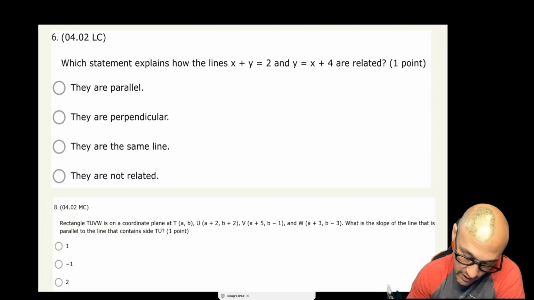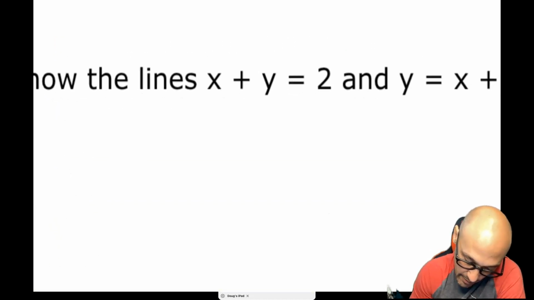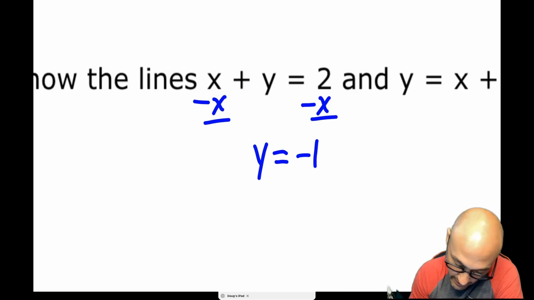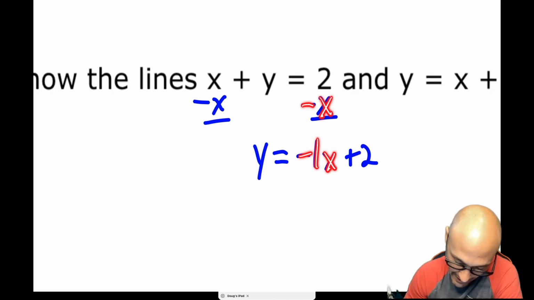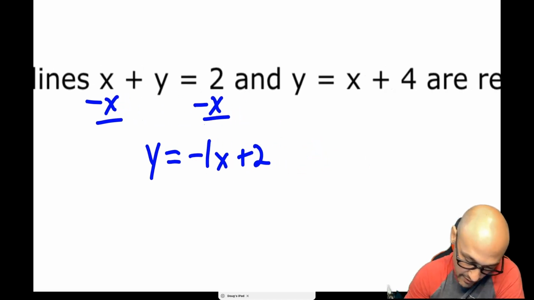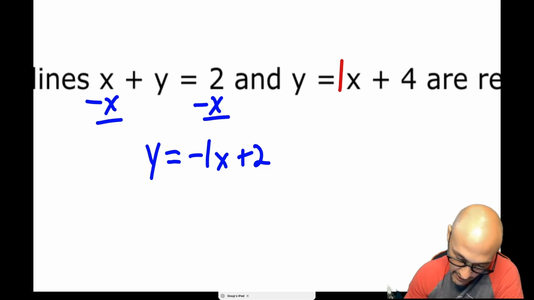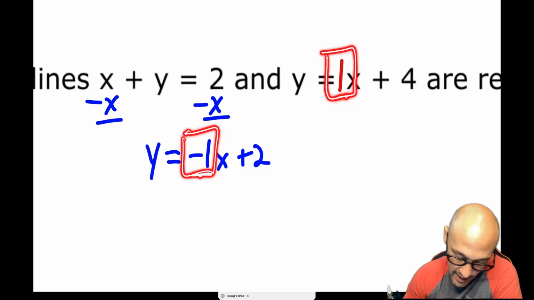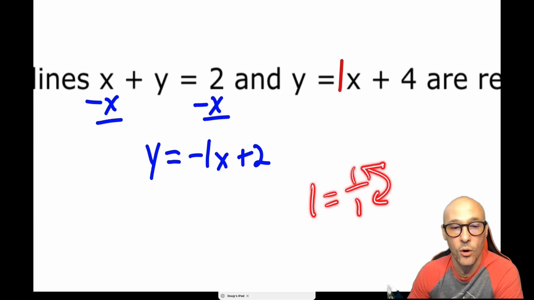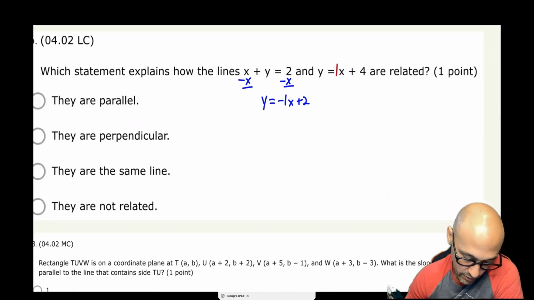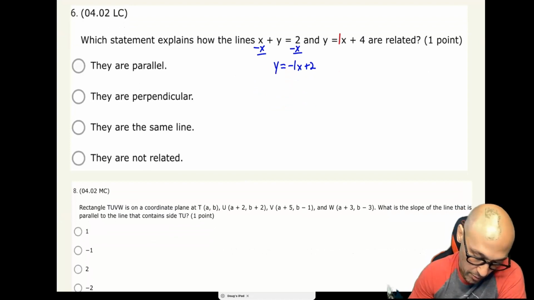So what I'm going to do is take this one that's written in standard form, and I'm going to subtract x from both sides, and I will get y equals negative 1x plus 2, because when I subtracted x here, it's the same as subtracting 1x. And similarly, there is a 1 here. And hey, look, their slopes, 1 and negative 1, they're opposites because this one's positive, this one's negative. And they're reciprocal because 1 is equal to 1 over 1, and when you flip it upside down, it's its own reciprocal. So they're opposite reciprocal slopes, and that means their lines are perpendicular.